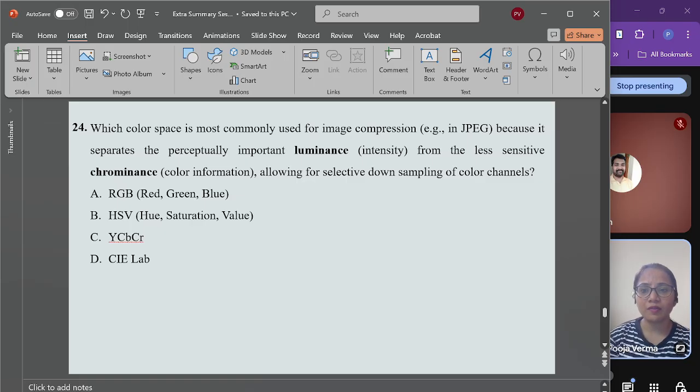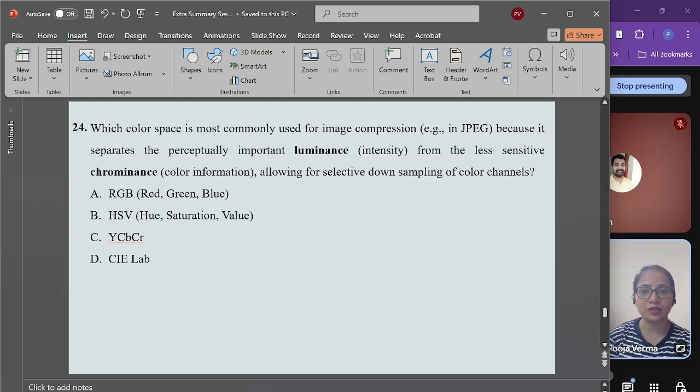Okay. So our next question is, which color space is most commonly used for image compression, like JPG image compression? Because it separates the perceptually important luminance, that is intensity, from the less sensitive chrominance, that is color information, allowing selective downsampling of the color channels. Option A, RGB, red, green, blue. Option B, HSV, hue, saturation and value. Option C is the YCbCr model, or option D, CIE Lab.